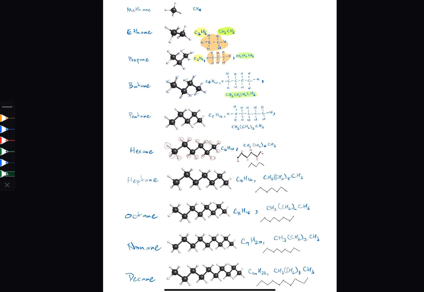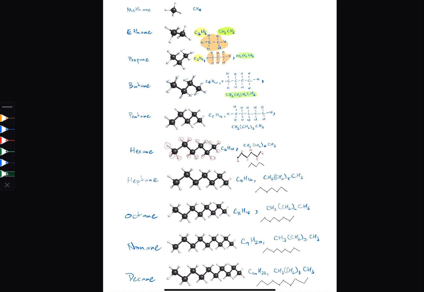straight chain alkanes. 1 carbon methane, 2 carbons ethane, 3 carbons propane, 4 carbons butane, 5 carbons pentane, 6 carbons hexane, 7 carbons heptane, 8 carbons octane, 9 carbons nonane, 10 carbons decane.